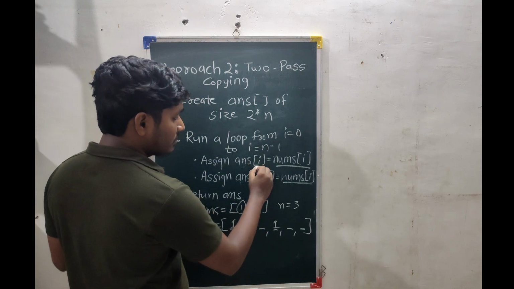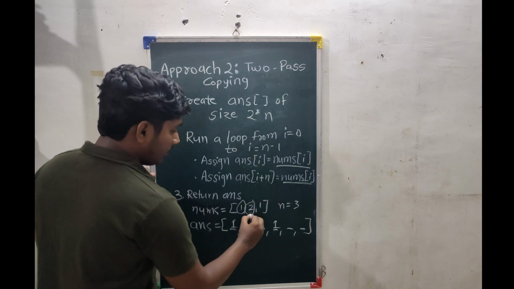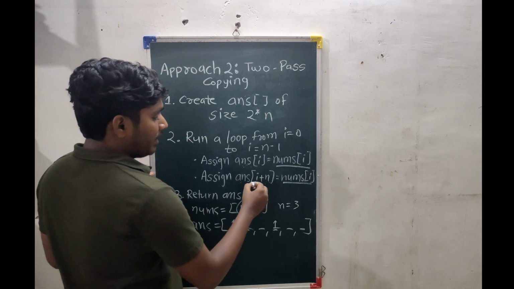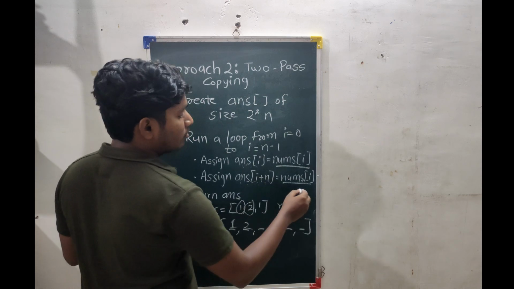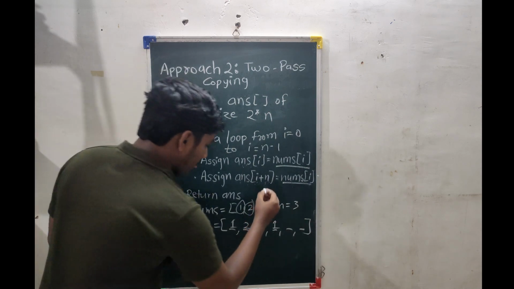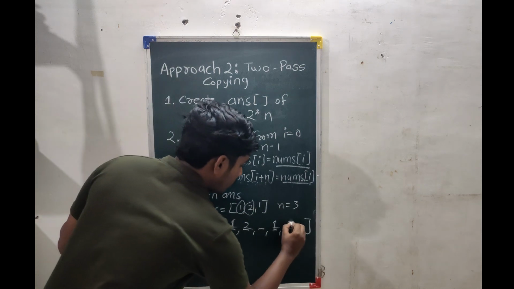In next iteration, our i is incremented and i becomes 1. So answers of 1 is equal to nums of 1, and nums of 1 is equal to 2. So answers of 1 is equal to 2, and answers of 1 plus n, that means 1 plus 3, answers of 4 is equal to nums of 1. So answers of 4 is here, and nums of 1 is 2.